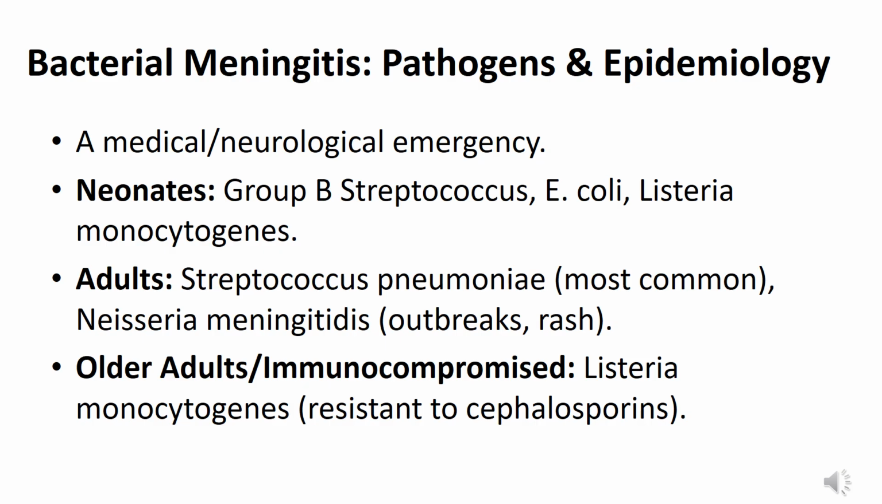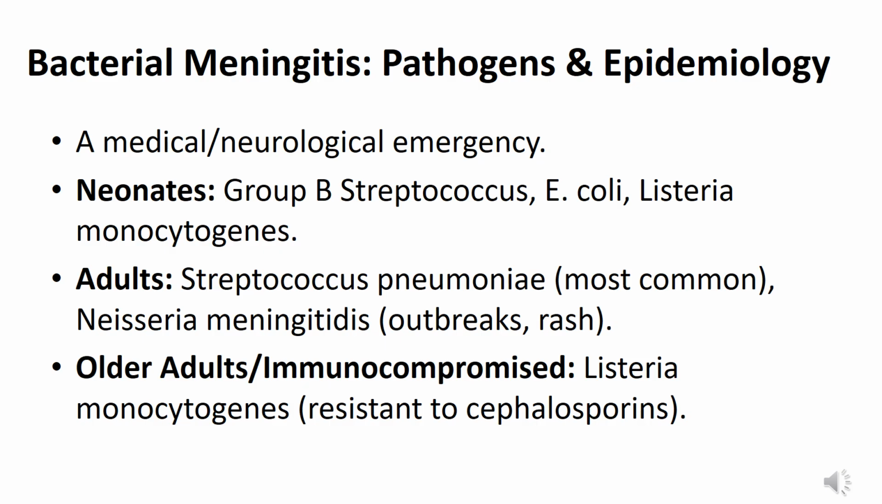One of the most important concepts to remember is that the bacteria causing meningitis vary with age and immune status. Knowing the likely pathogens helps clinicians choose the most effective empirical antibiotics right from the start. In neonates, the usual culprits are bacteria acquired around the time of birth. Group B Streptococcus remains one of the leading causes of neonatal meningitis. It can be transmitted from the mother's genital tract during delivery.